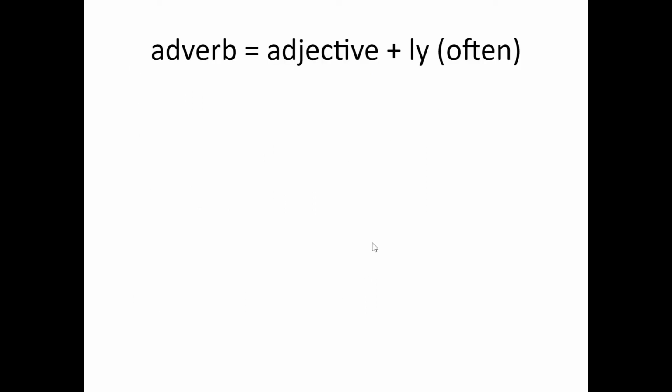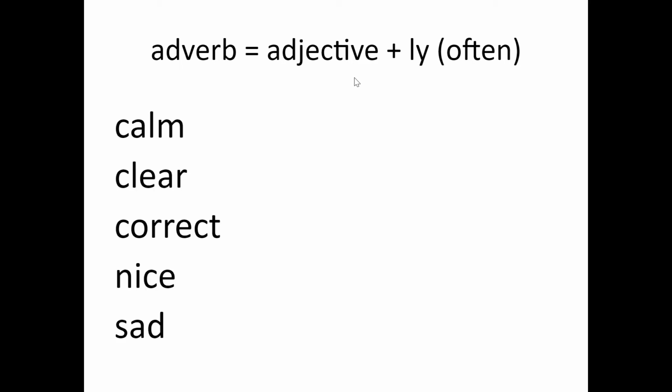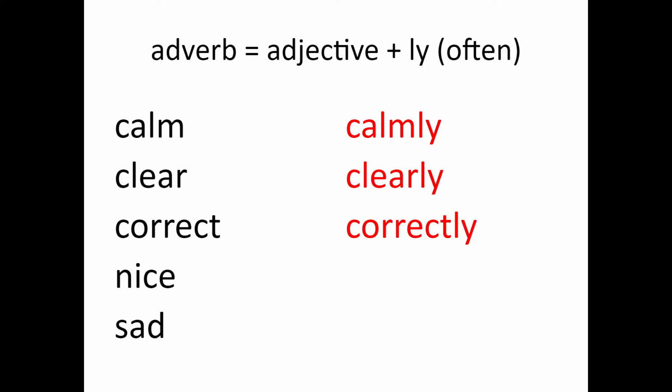So, as you've probably been noticing, the adverb form is often, not always, but often, formed by taking the adjective form and adding ly. There are many examples, but here are 5. Calm, calmly; clear, clearly; correct, correctly; nice, nicely; sad, sadly. And there are many, many more examples of this in English.